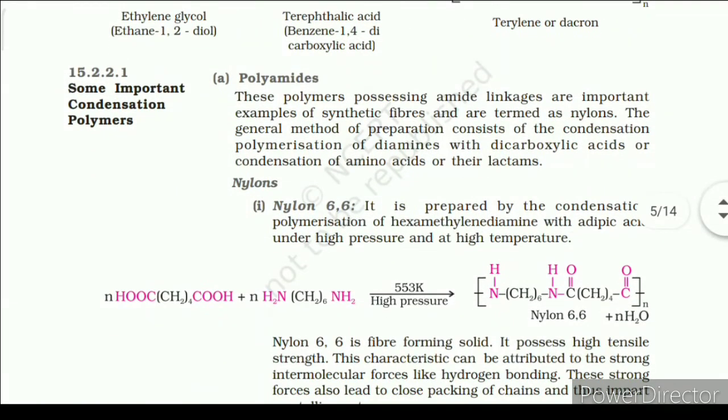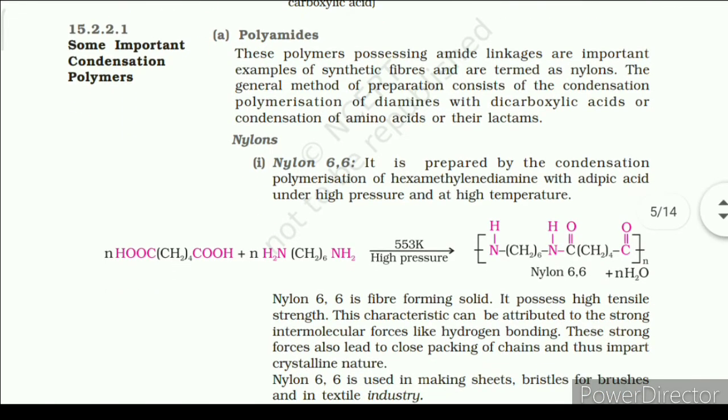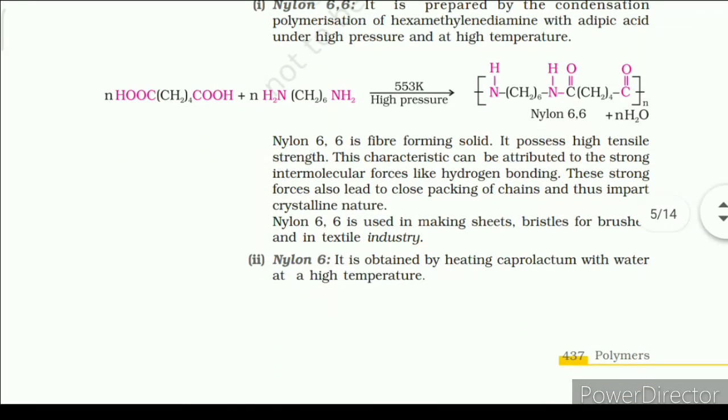15.2.2.1 Some important condensation polymers. Number A. Polyamides. These polymers possessing amide linkages are important examples of synthetic fibers and are termed as nylons. The general method of preparation consists of the condensation polymerization of diamines with dicarboxylic acid or condensation of amino acids or their lactams. Nylons. Number 1. Nylon 6,6. It is prepared by condensation polymerization of hexamethylene diamine with adipic acid under high pressure and at high temperature. Nylon 6,6 is a fiber forming solid.